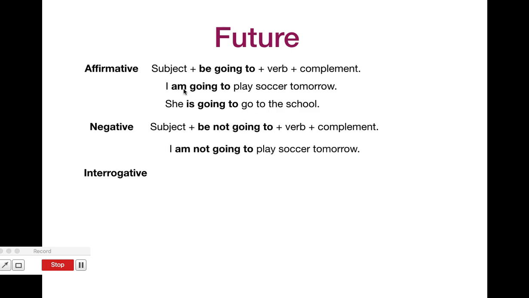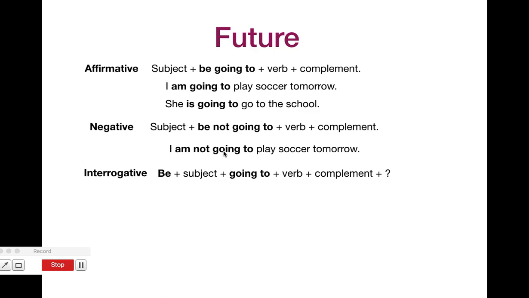For example, I'm going to play. Okay, I'm not going to play. That's it. She is going to go. She is not going to go. Or she isn't going to go. Okay? And finally, we have the interrogative or the question form.